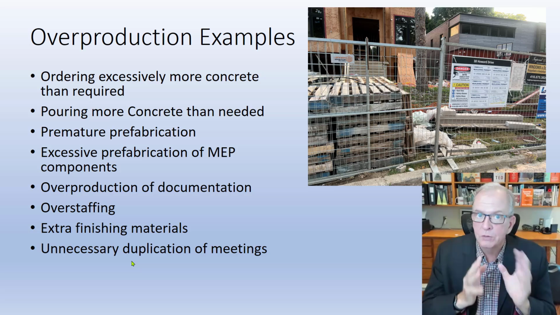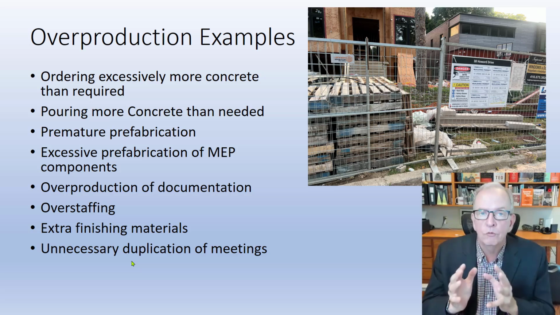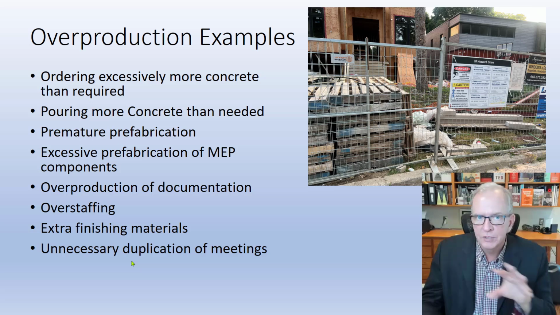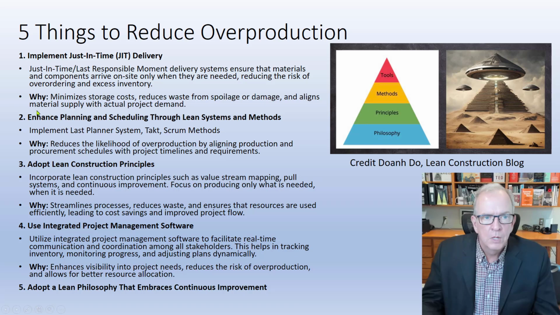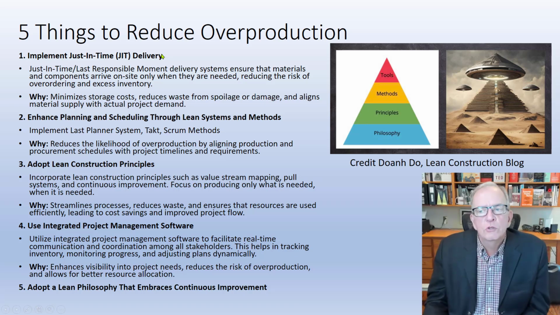Meetings, when they're done well, can be really, really helpful. And they're a big part of the Last Planner System, which is a big part of lean construction methodology, but they have to be done well. So those are 5 things we can do to reduce overproduction.